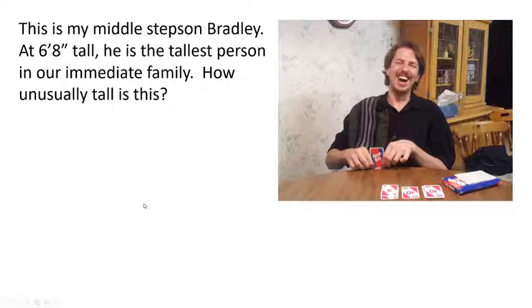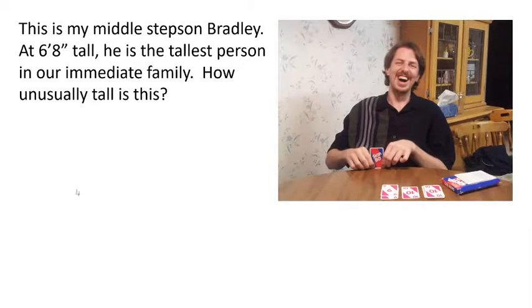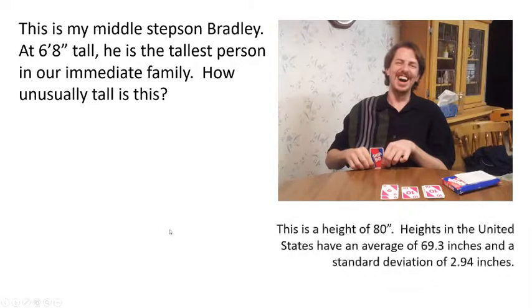All right, let's come back to Bradley's problem here, in which we have my middle stepson who is 6 foot 8 inches tall. He's the tallest person in the family. How unusually tall is this? Okay, well let's go through the process of finding out what it is. As it turns out, this is a height of 80 inches, and heights in the United States have an average of 69.3 inches. That's basically 5 foot 9.3 inches, and a standard deviation of 2.94 inches.